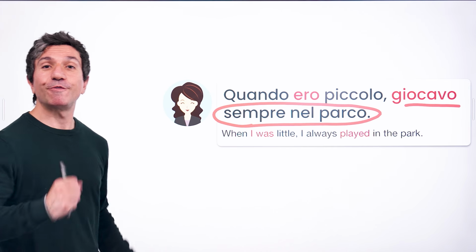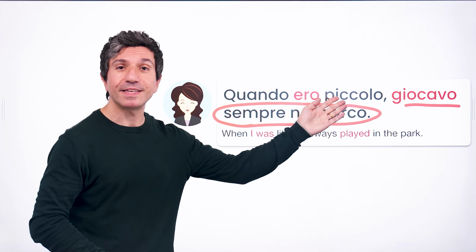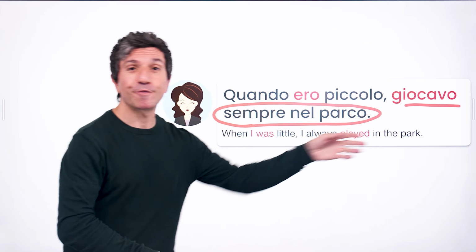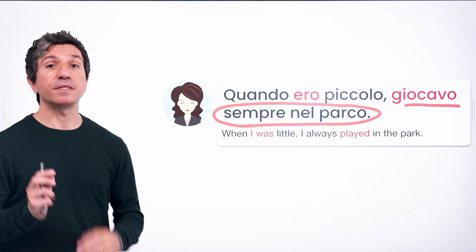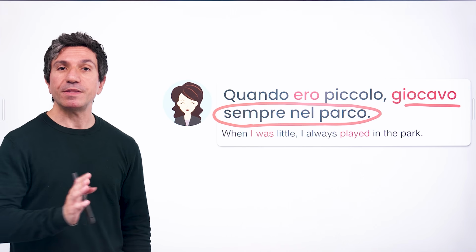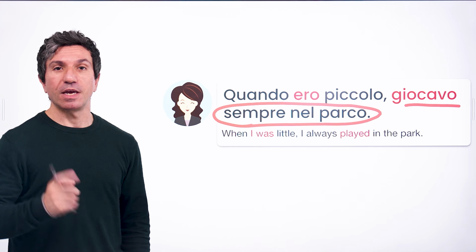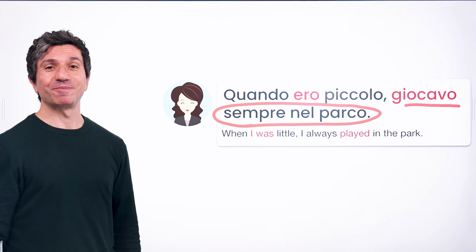This sentence follows the pattern quando plus imperfect sentence, comma, imperfect sentence, just like our focus line. It sets the scene with a past time frame and shows a repeated or habitual action, which is exactly what the imperfetto tense is used for.